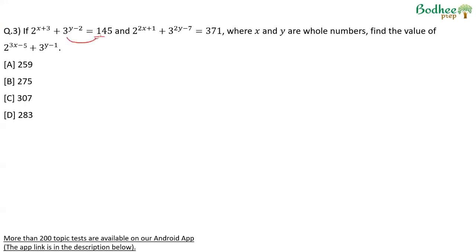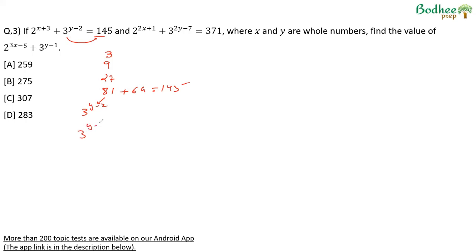Now, if I look at powers of 3: 3, 9, 27, 81, 243 will become more than 145, not possible. Now, if I add powers of 2 to this, 145 minus 3 is 142, not possible. 145 minus 9, 136 is not a power of 2. 145 minus 27 will be odd. 81 plus 64 is 145. So this becomes 3 raised to power y minus 2.